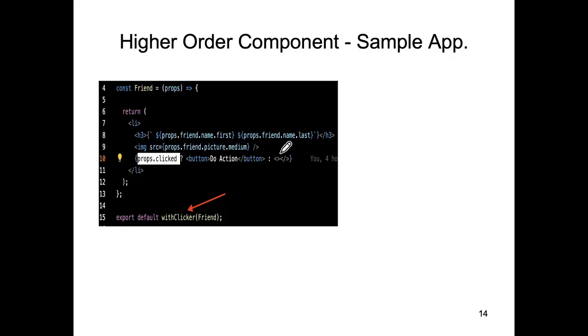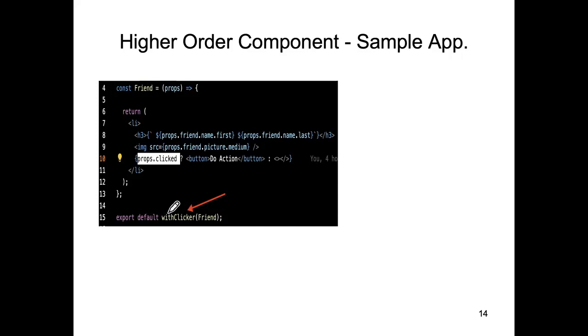Now, what's also critically important here is that I'm not exporting this component here. What I'm exporting is what the withClickable higher order component function returns. I'm calling the function here, passing in my friend component, and whatever that expression returns, that's what I'm exporting.